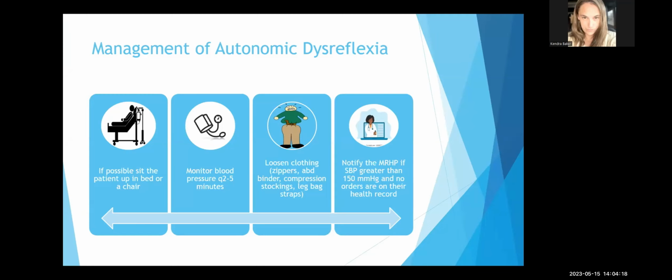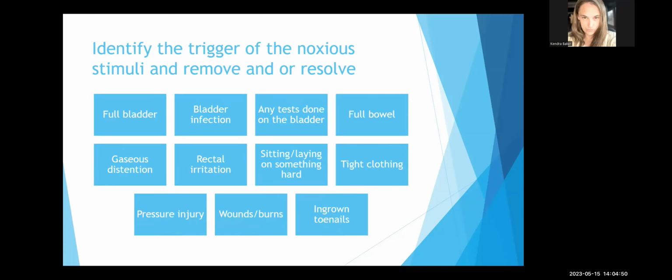And then you're going to want to start working on loosening any clothing, zippers, checking if they have an abdominal binder or compression stockings on. Even something as simple as if they have an indwelling catheter, checking the leg bag straps to make sure that they're not too tight. If you don't have standing orders, you're going to need to be notifying the most responsible healthcare provider if their systolic blood pressure is greater than 150 and they don't have any orders already on their health record. Can I get the next slide?